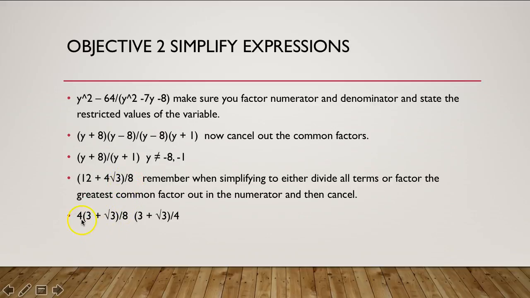So if you factor the 4 out front, you get 4 times 3 plus the square root of 3 divided by 8. 4 goes into 8, and that should leave you a 2 there, not a 4. So it should be 3 plus the square root of 3 divided by 2.